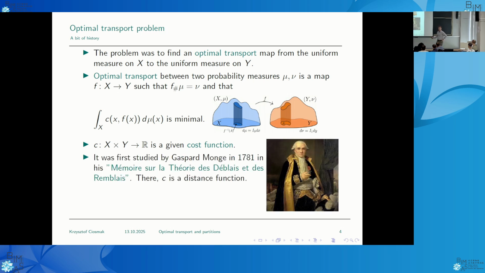This problem was first studied by Gaspard Monge in his paper Mémoire sur la théorie des déblais et des remblais. Déblais means excavations and remblais means embankments. So we are transporting some sand, for example, from these excavations to these embankments. And he was interested in how to do it in the most optimal way. The cost function that he considered was a distance function.